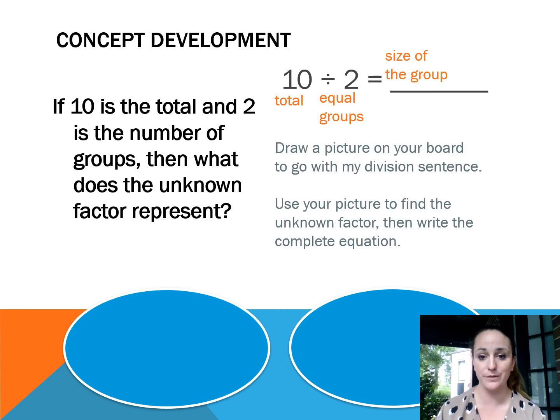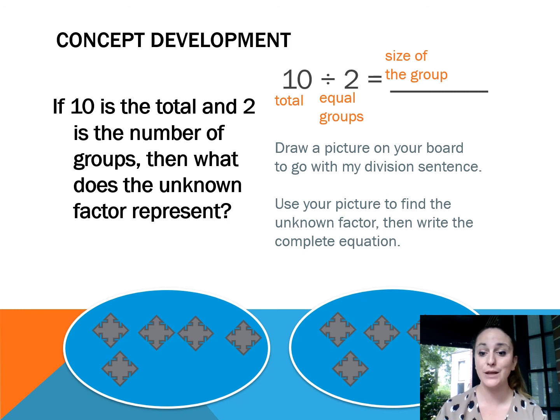Let's draw a picture on our board to go with my division sentence. Use your picture to find the unknown factor, and then write the complete equation. This time I'm going to make it faster. I'm not going to draw all the counters. We're just going to count them as we draw them in the groups. Remember, go 1, 2, 3, 4. So you're sharing it equally. 1, 2, 3, 4, 5, 6, 7, 8, 9, 10. How many are in each group? There are 5 in each group, so 10 divided by 2 is 5. The 5 represents the size of the group.